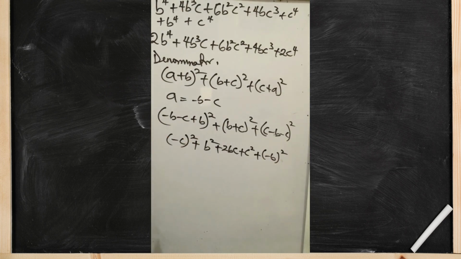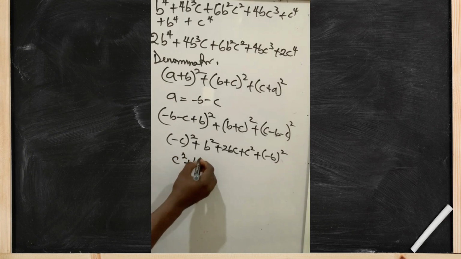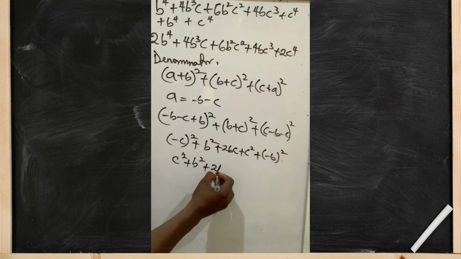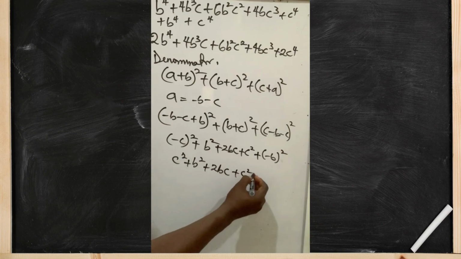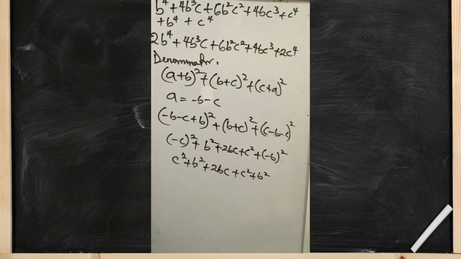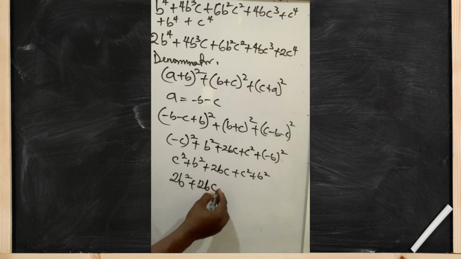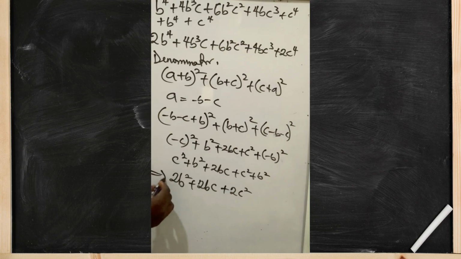At the time you open the brackets, you're going to be having c squared plus b raised to power 2 plus 2bc plus c squared plus b squared. Right? So with this, you're having b squared, that will give you 2b squared. Then you're having 2bc, and you also have c squared, that will give you 2c squared. So this is the denominator and this is the numerator.